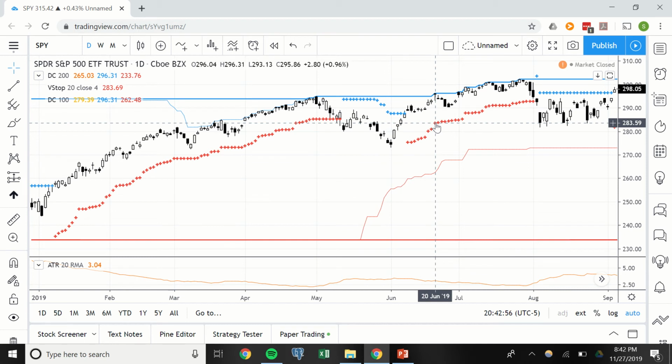Or 3.04 times 4. Take the 1216 from the close, and you get 283.70. So 283.70, 283.69 based on the indicator, whatever you feel comfortable with.